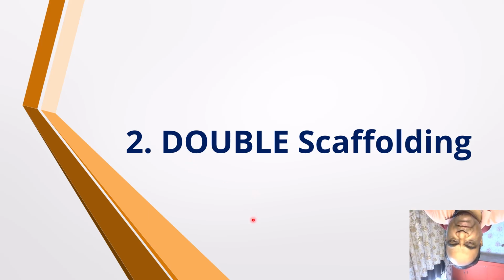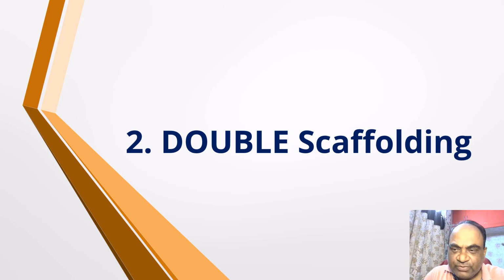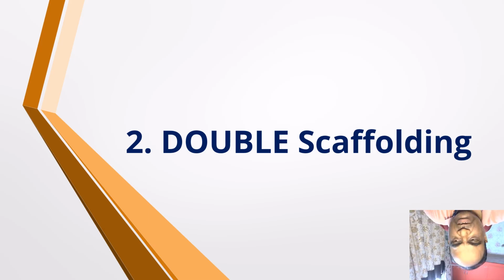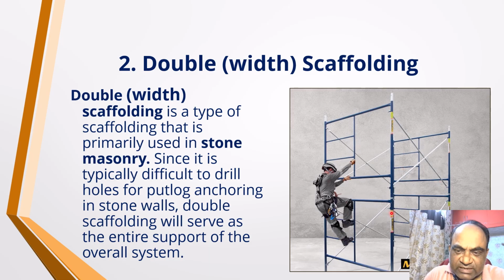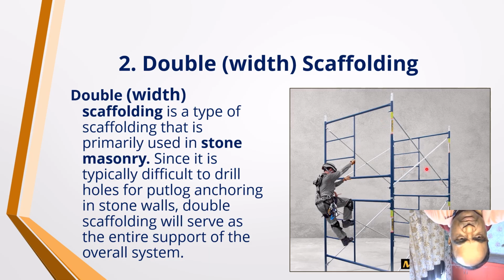The second one is double scaffolding, and this is also sometimes called double width scaffolding, because the width is double that of a single scaffolding. Because of this width, the toppling of this type of scaffolding is less probable, so safety is enhanced in this type of scaffold.